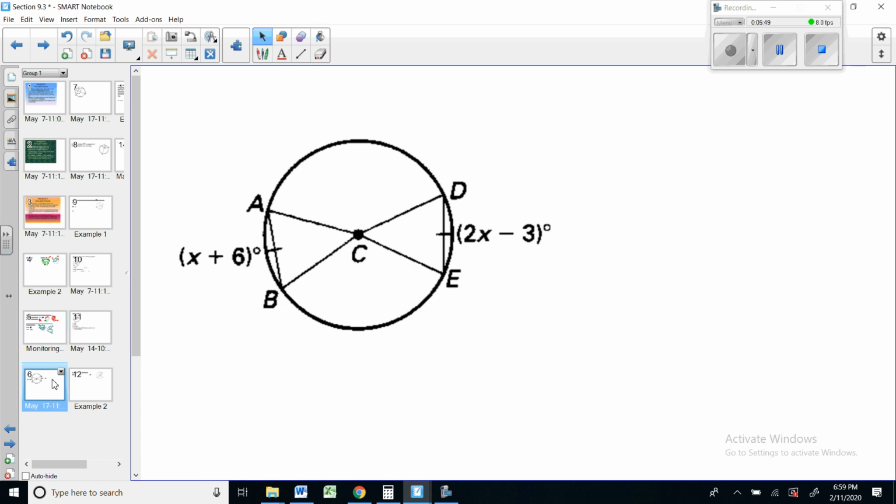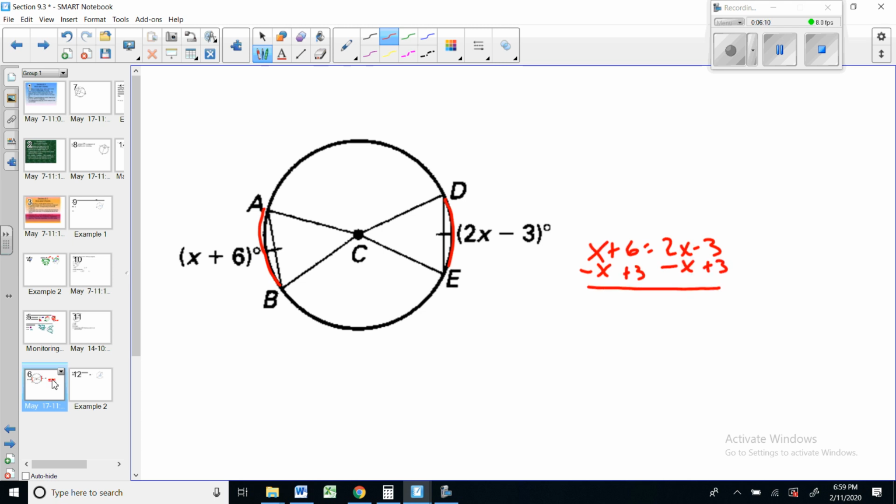Okay, here's another example. We have two chords from A to B and D to E that are both the same. That means that our two arcs out here from A to B and D to E are equal also. So x plus 6 equals 2x minus 3. Subtract our x from both sides, add our 3 back to the other side at the same time, and we find out that our value of x is 9.